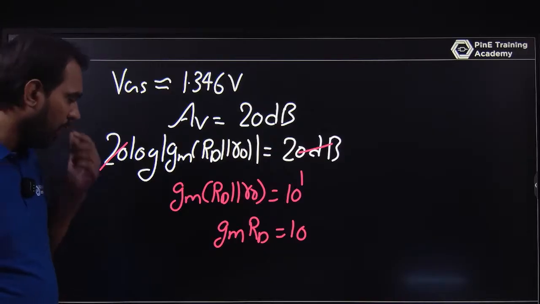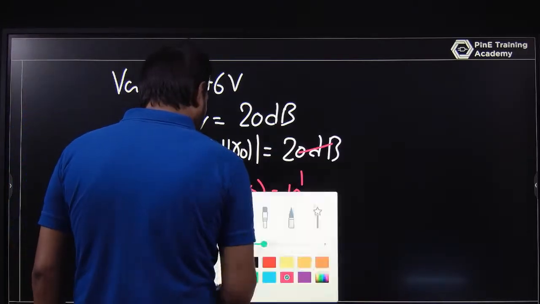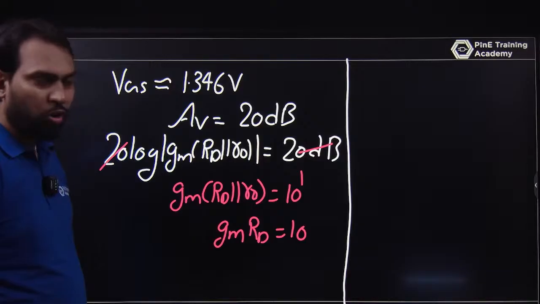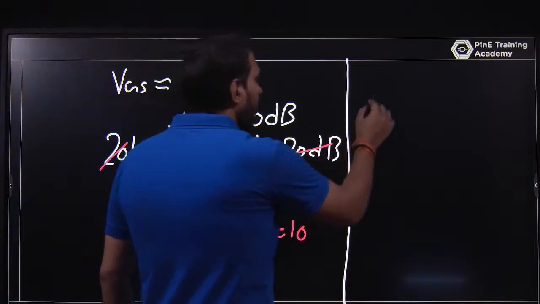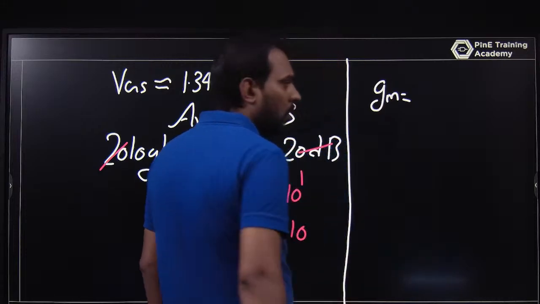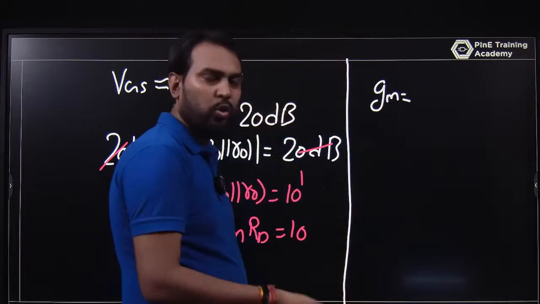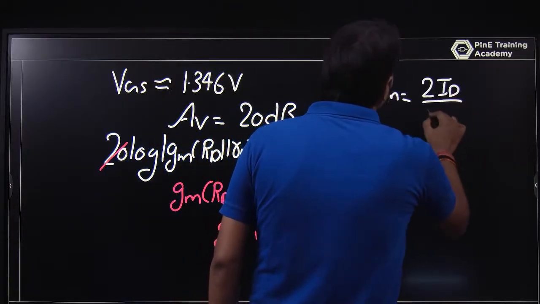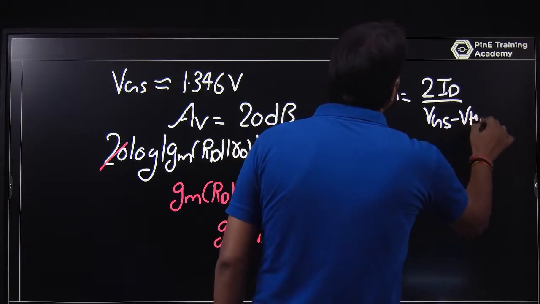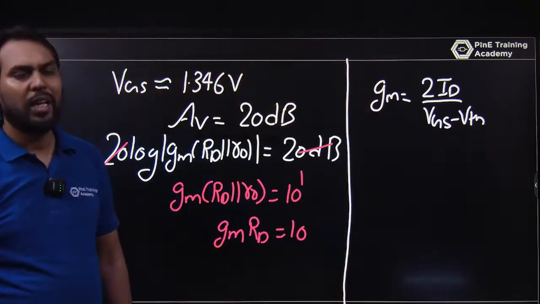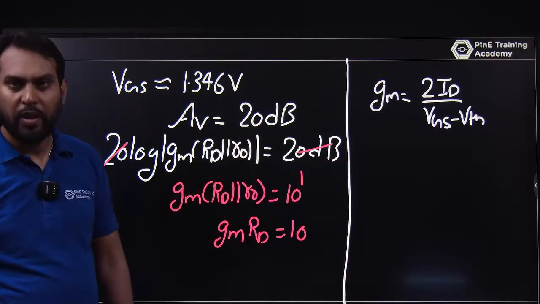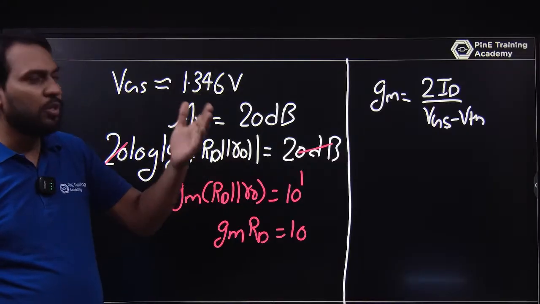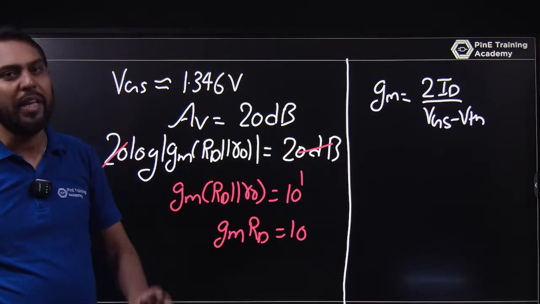Okay. So if GM RD is 10, let's first determine what GM is, and then we will go for the RD. You know ID, you know VGS, you know VTH. You have 3 formulas. 2 ID upon VGS minus VTH is one of them. You can use GM equal to mu n Cox W by L into VGS minus VTH. You can use GM equal to under root 2 mu n Cox W by L into ID.